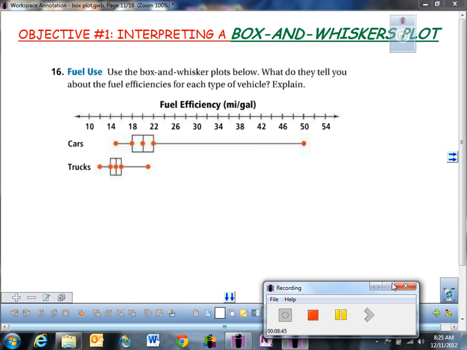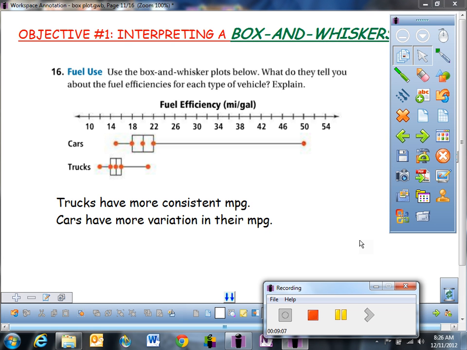Use the box and whisker plots below. What do they tell you about fuel efficiency for each type of vehicle? So on the top we have cars, and on the bottom we have trucks. Notice that the box for the cars is farther ahead than for the trucks, and the whiskers on the car are a lot longer than on the truck. So what do we know about the vehicle?